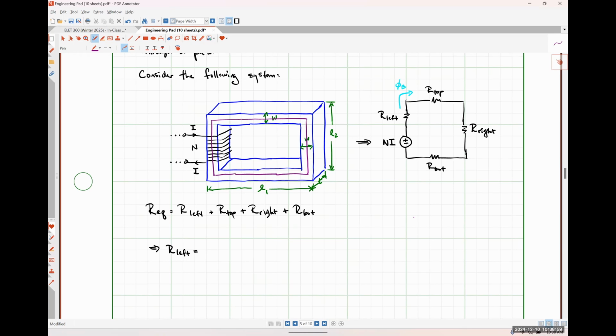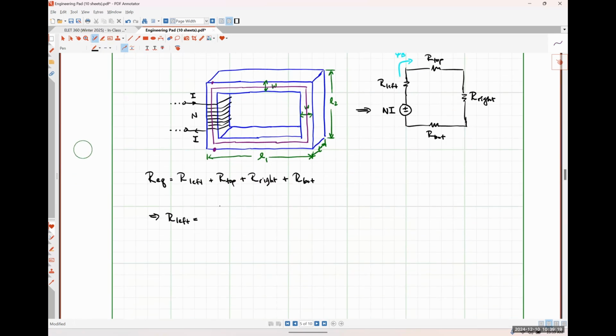So I don't think it's L2 because it's shorter than that, right? If it were L2, the flux would be traveling from the bottom all the way to the top before it changes directions. L2 minus the width, right? Because we have half the width on the bottom side that we're not traveling through and half the width on the top side, okay? So L2 minus the width, all right? And then we're going to have mu, which is a material constant. I haven't given it to you, so I'm just going to leave it as mu. And then I have my cross-sectional area, okay?